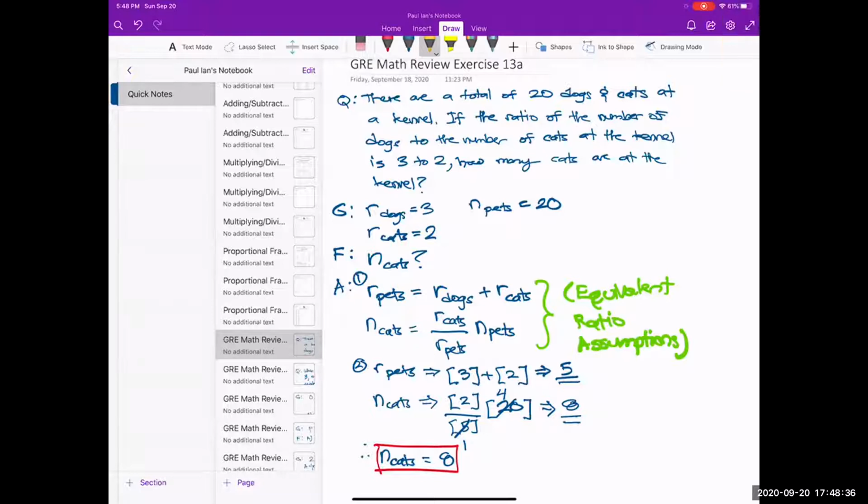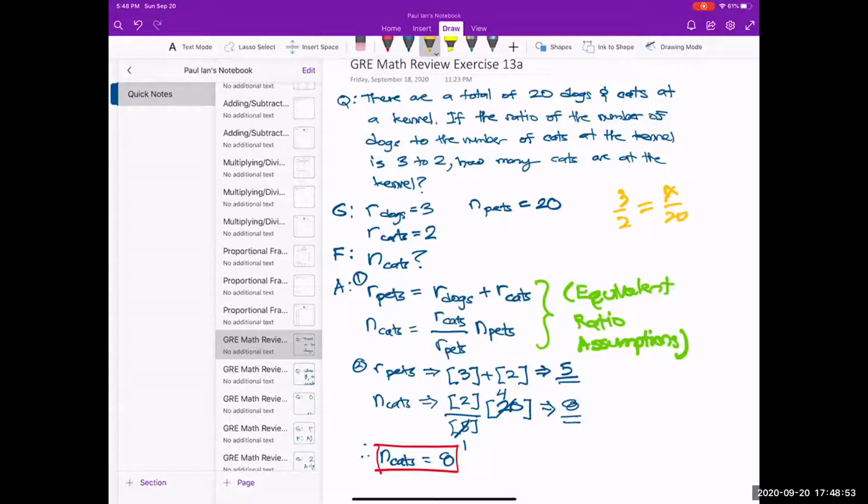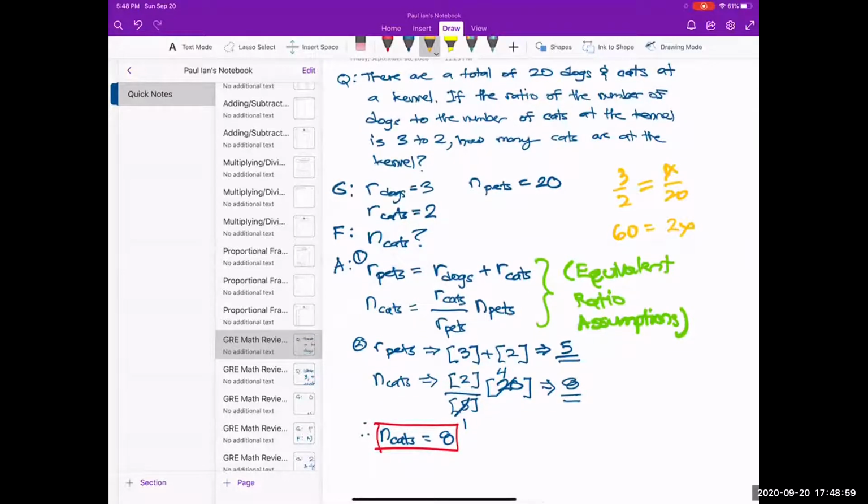You would put 20 over X, right? I mean, sorry, X over 20. So 3/2 equals X over 20. Let's see if that works. So that's what you said, right? 60 and 2x. So you divide that, you're going to get 30.